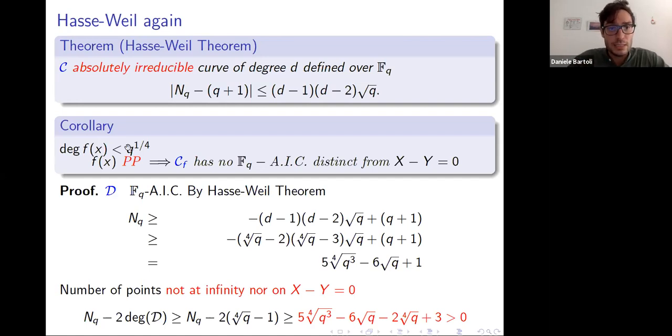Since the degree of D is smaller than the fourth root of q, using Hasse-Weil, the number of Fq-rational points of D in the projective plane is positive. Now, if you even remove the possible points at infinity and on the line x equal to y, you still end up with a positive number of Fq-rational points which are affine and not on the line x equal to y. This means that your starting polynomial is not a permutation, which is clearly a contradiction because your hypothesis was that your polynomial was a permutation. So this is a connection between permutation polynomials and components of the curve CF.